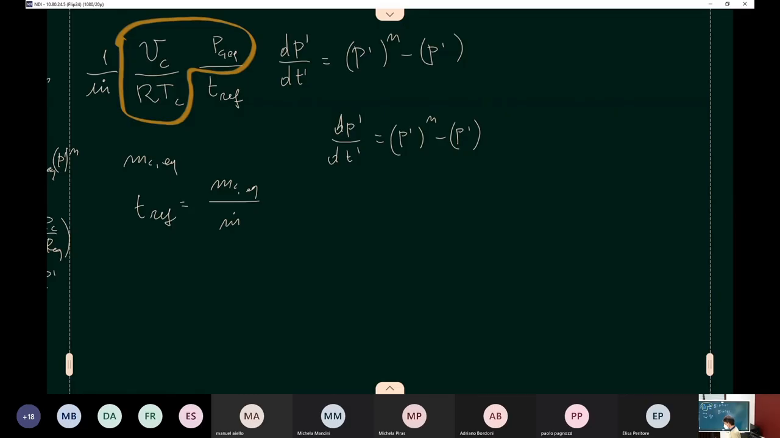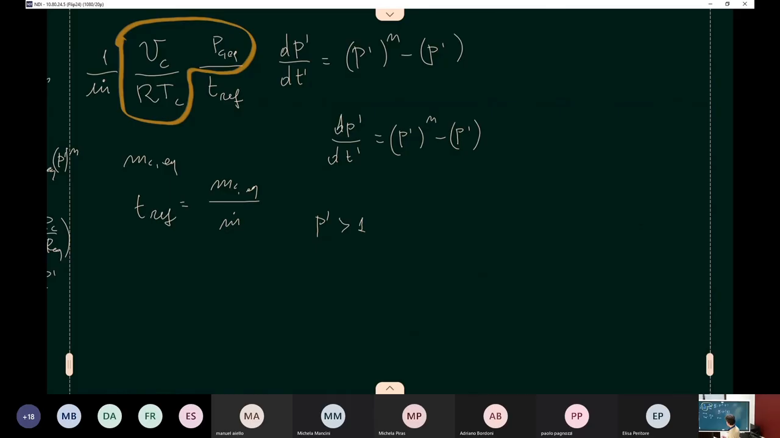So let's assume that for some reason we start from an equilibrium condition and we have an increase of pressure. So let's assume that P prime, the increase of pressure, means that this is greater than one. So PC is higher than the equilibrium condition. We start from an equilibrium condition and we consider a perturbation such that we have an increase of pressure.